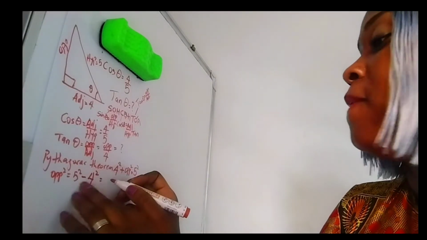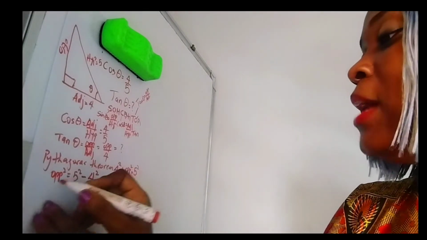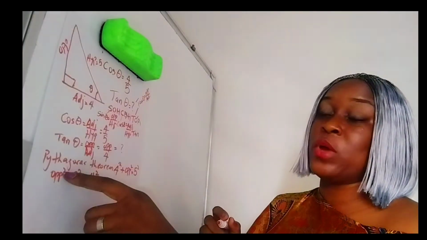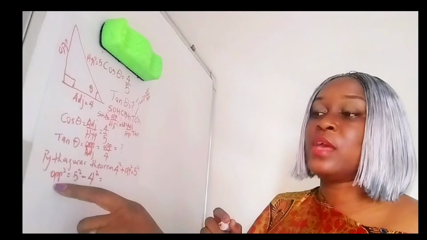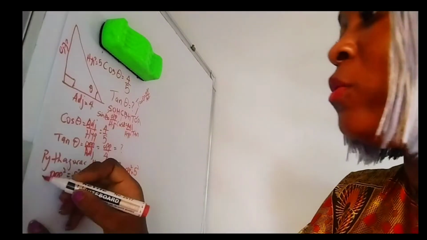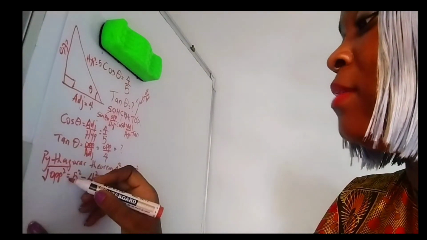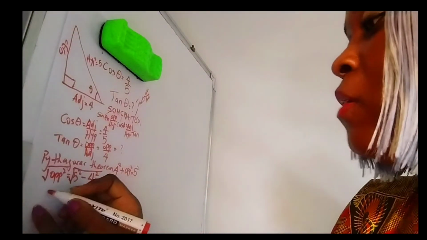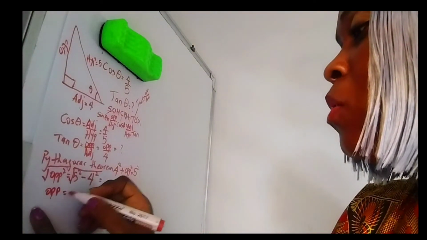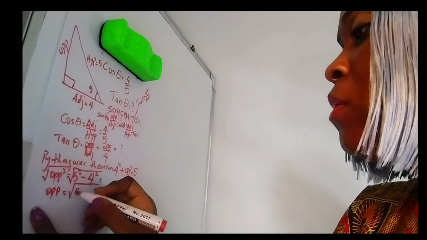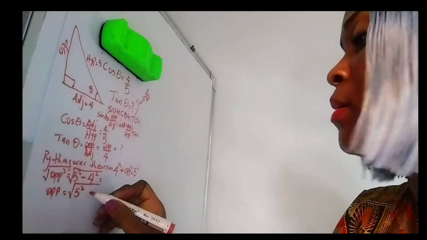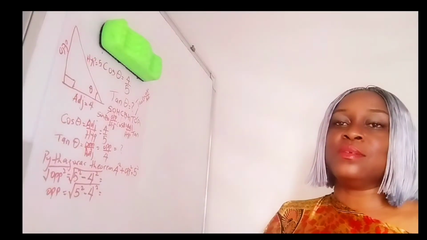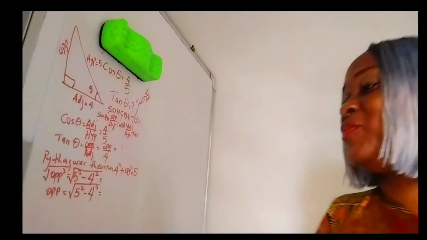Right? So we know that to get the opposite only, we do not need opposite square, we need opposite, right? So to get the opposite, we're going to find the square root of both sides to eliminate the square. So that will give us opposite equal to the square root of 5 square minus 4 square. Are we good? Beautiful.